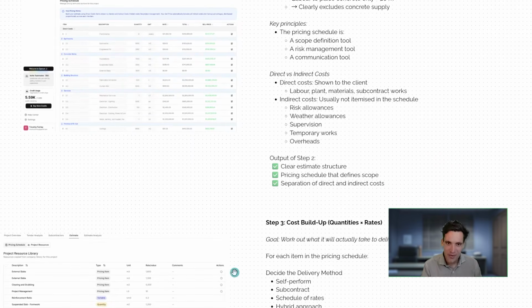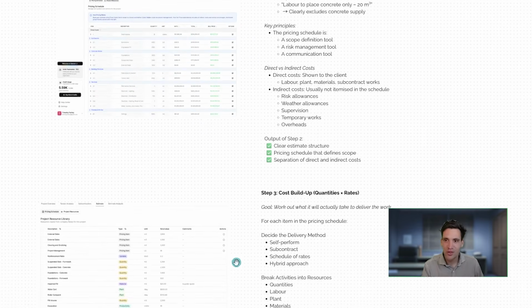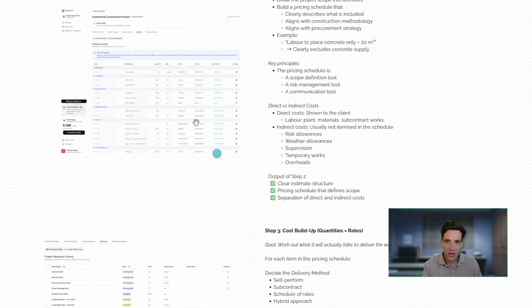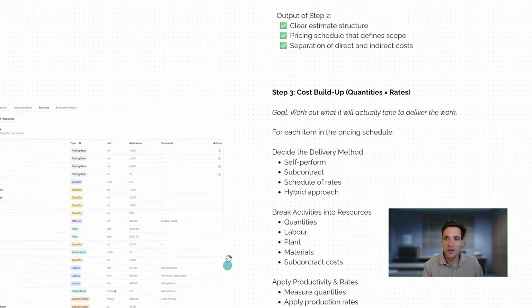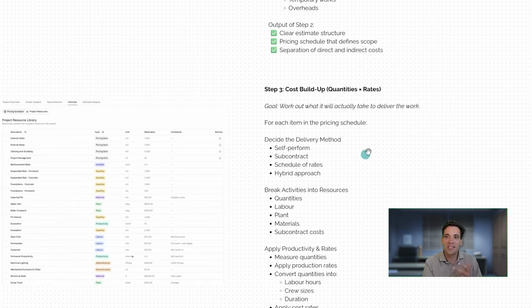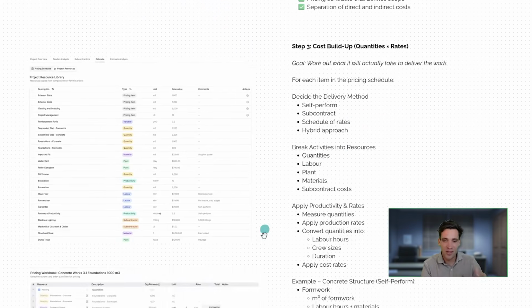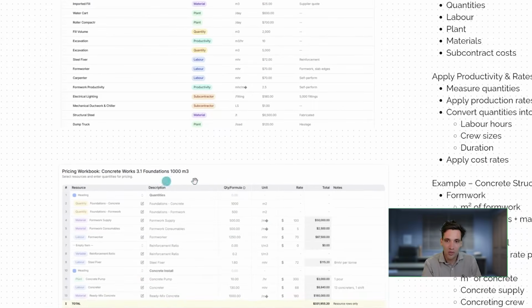Now, here comes where the bulk of your time is going to be going, which is our actual cost buildup. For each line item in our pricing schedule, which we know is 100% of the project scope and what we're pricing, we basically have to work out how much it is going to cost to do that piece of work or that activity. We go through the entire pricing schedule, and using some workbook structure like this, we apply quantities and rates and build up all the resources required.